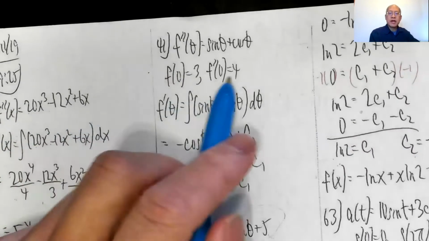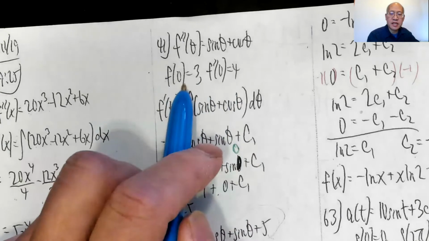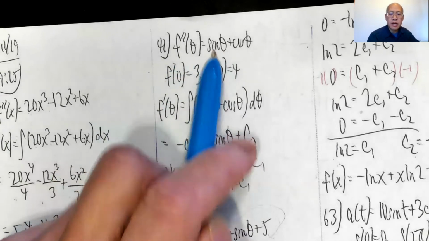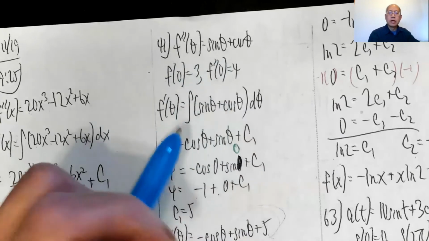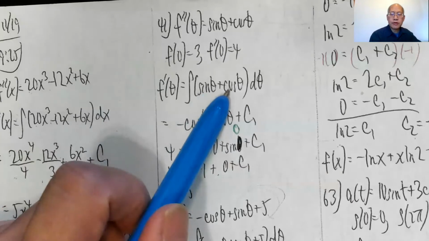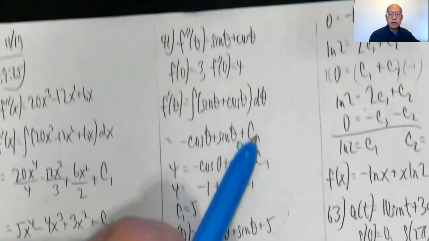41, this time they give me other conditions whereby I can find the c's. So second derivative is this. F of 0 is 3, f prime of 0 is 4. So I integrate once. Integral of sine is negative cosine. Integral of cosine is sine plus c1.